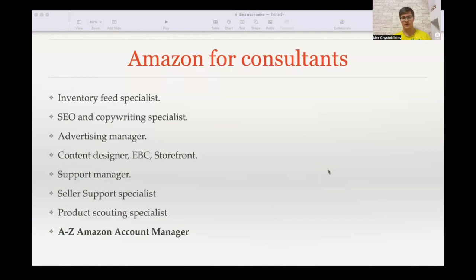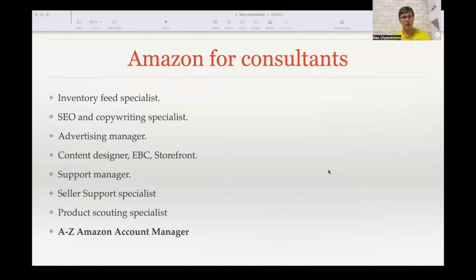Content designer, EBC storefront. EBC is rich content, which are descriptions with images. Also very important. So people have a product, but they need to show it the best they can, show all the benefits. Images should be according to Amazon standards, and also they need to be selling, so they need to show all the benefits of the product, show the product from the best angles, so people would like to buy it. It should also have all the infographics because lots of buyers just scroll through images and they don't want to read long texts.